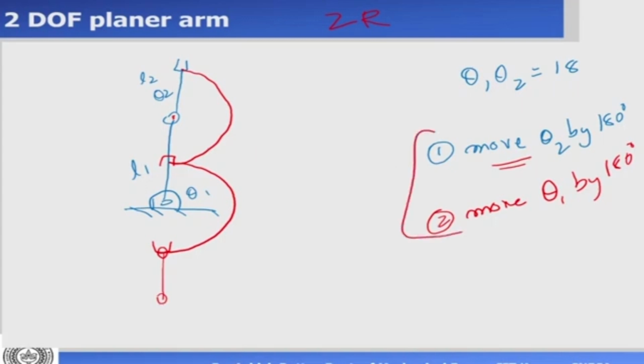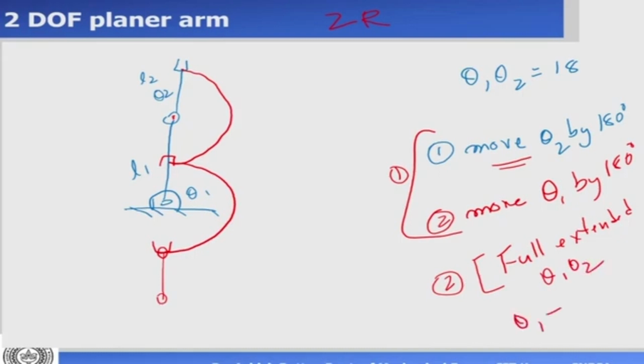This is my first step. The second step is fully extended, theta 1 plus theta 2. Fully extended for theta 1 and theta 2, I will move only theta 1 by 180 degrees. So what I'm saying is it is in the fully extended condition, the blue line, and I'm going to move only theta 1 by 180 degrees. So I get one circle like this.